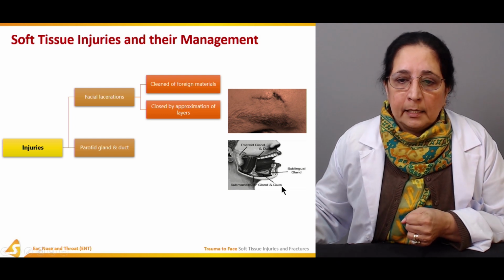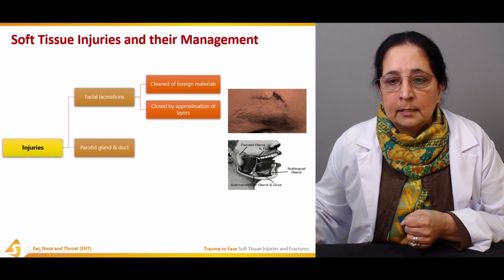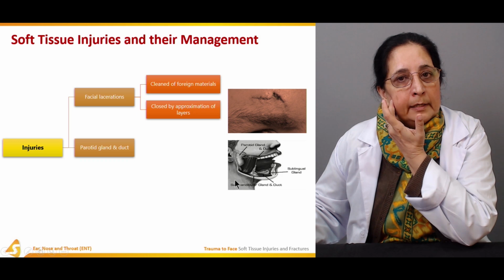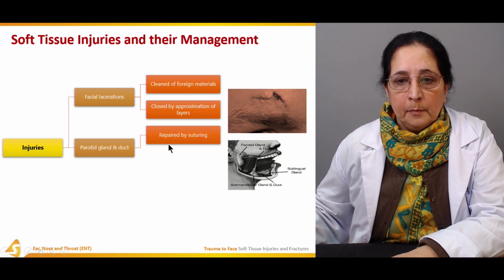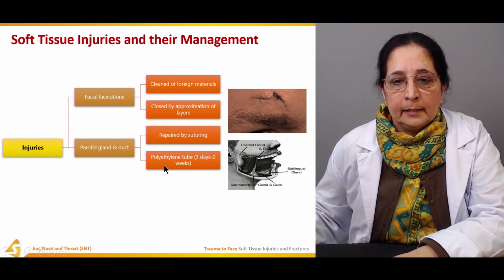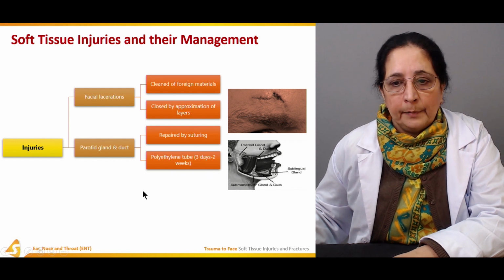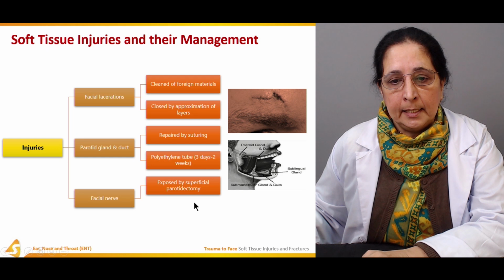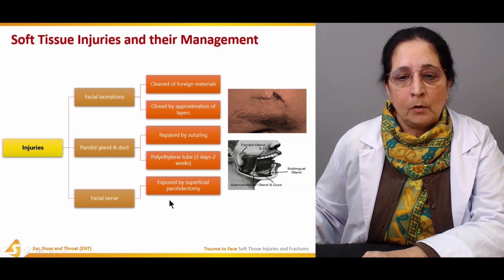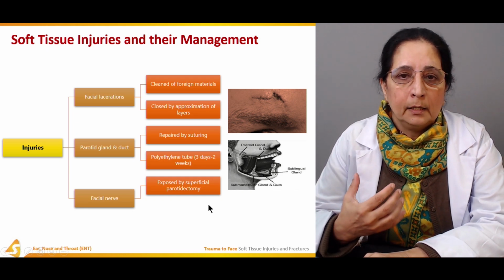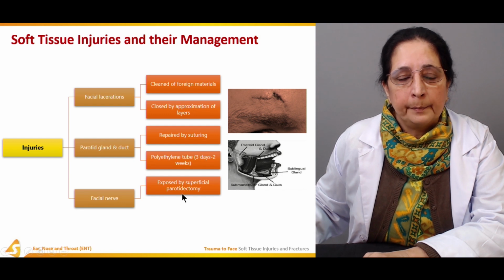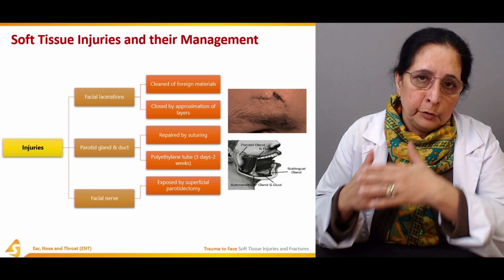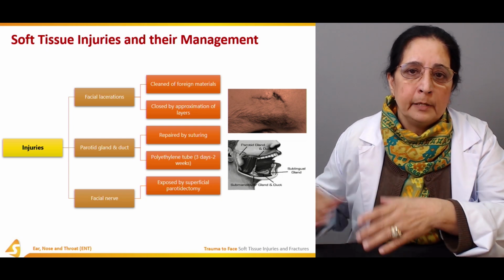Parotid gland and duct injuries: these are the parotid gland and ducts. Any face injury can involve the parotid gland also. So this area is the parotid gland and the ducts. It is repaired by suturing, and a polyethylene tube is placed for 3 days to 2 weeks, and once the healing is complete, it is removed. Facial nerve injury, if there is any, is exposed by superficial parotidectomy, the removal of the superficial part of the parotid gland, as the facial nerve lies below it. So for exposure of the facial nerve, we should do a superficial parotidectomy.